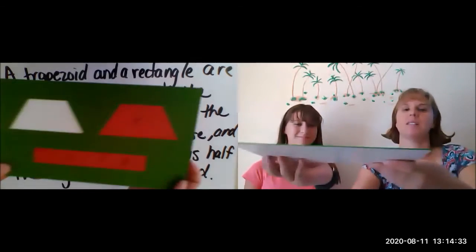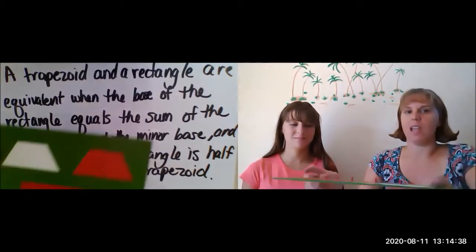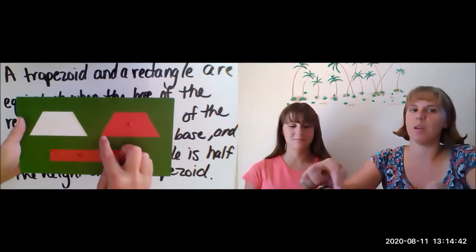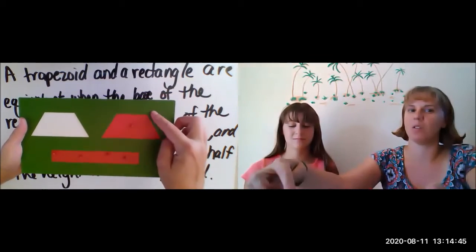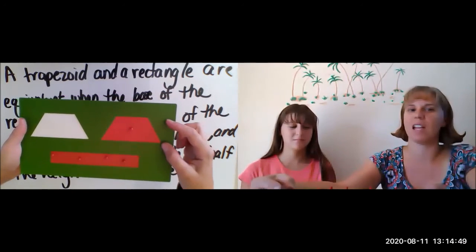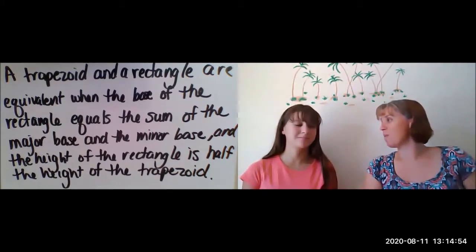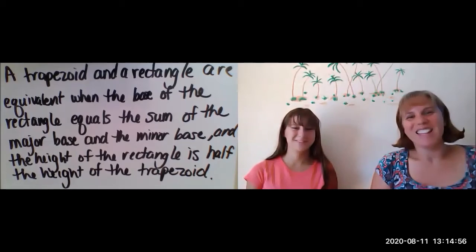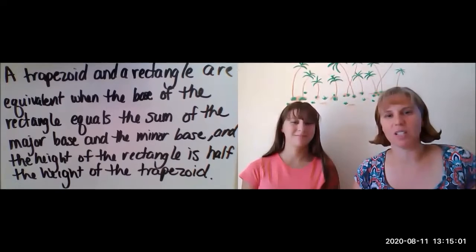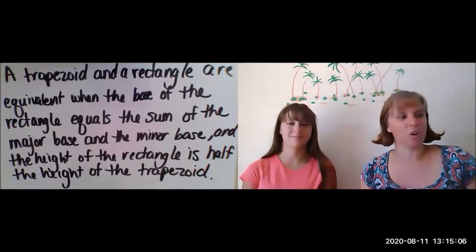So what we said is a trapezoid and a rectangle are equivalent if the base of the rectangle is equal to the sum of the major base and the minor base, and the height of the rectangle is half the height of the trapezoid. That make sense? Is it a lot of words? It is a lot of words. It's hard when you are writing it out in words. That's why mathematicians love symbols, because they don't have to say all these extra words in there.